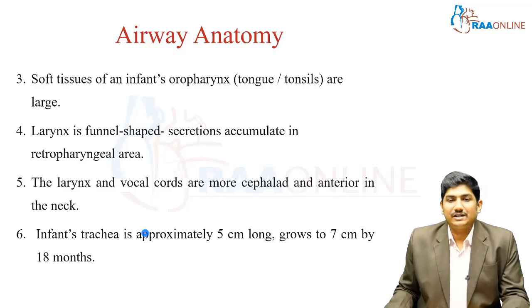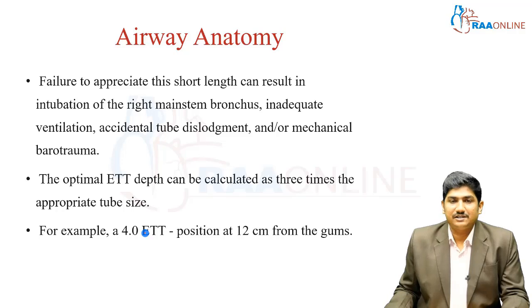So if we don't understand this particular length, we might even induce a single bronchus intubation. Failure to appreciate this short length can result in intubation of the right mainstem bronchus, inadequate ventilation, accidental tube dislodgement, or mechanical barotrauma. So we need to know the optimal ETT depth, how much we should secure. The optimal endotracheal tube depth can be calculated as 3 times the appropriate tube size. For example, if you are using a tube of 4.0, then the position should be 4 into 3, which is 12 centimeters from the gums. This is where you need to roughly secure, but clinically you need to assess whether that's the correct position.